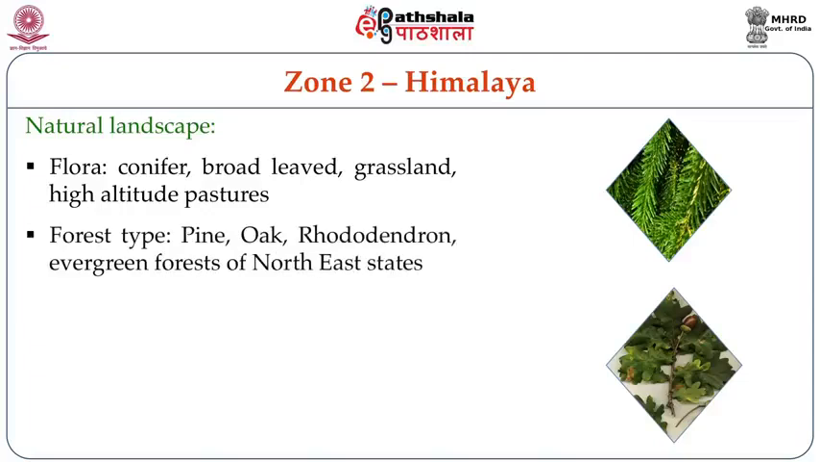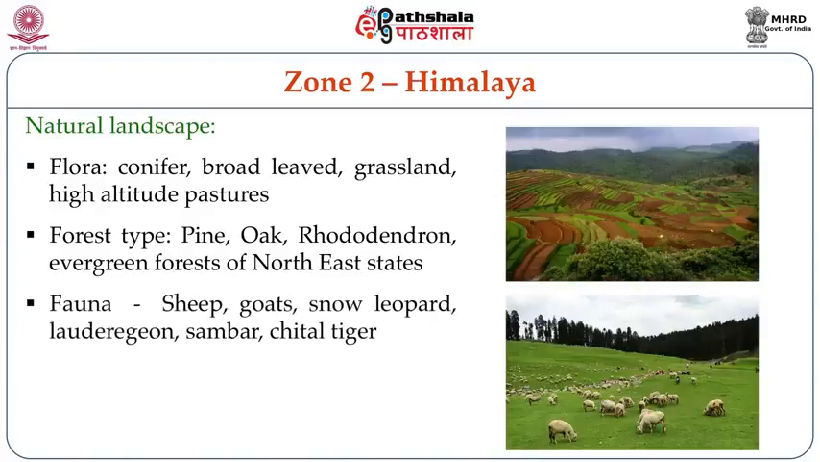And there are the forest types which are based on pine, oak, rhododendron. And as we go further northeast, we get this whole belt of evergreen forest, very, very biorich. If you look at the fauna, it again has seven species of wild sheep and goats. It has the snow leopard, very elusive. And we have sambar and chital and tiger.